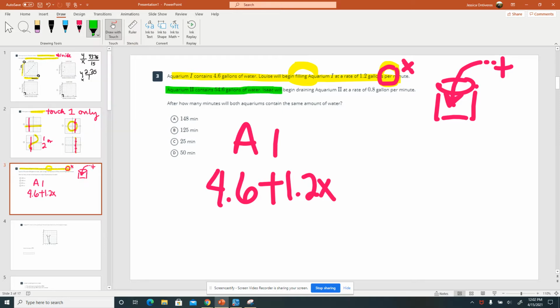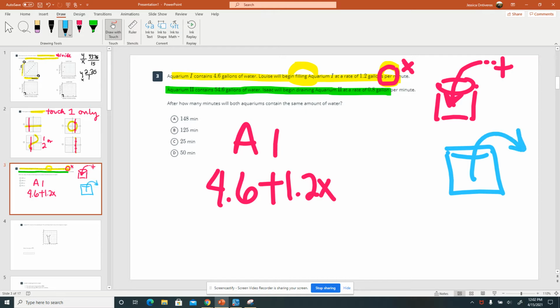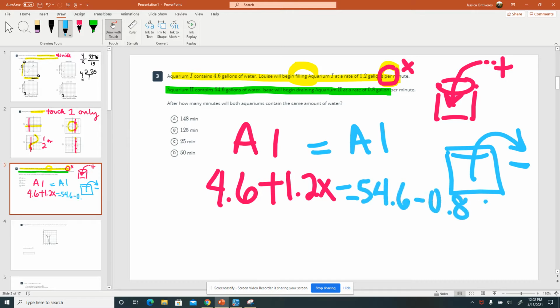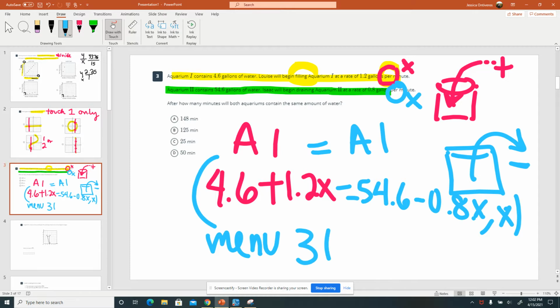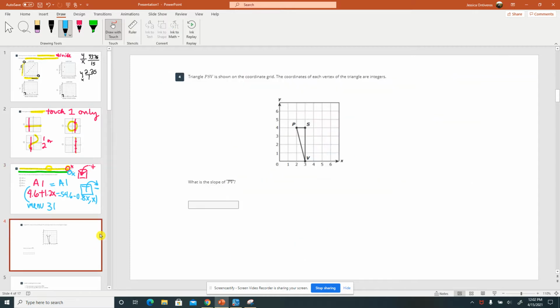And then you have aquarium 2 has 54.6 gallons of water. Isaac will begin to drain. Okay, so when you have the aquarium and you take water out, you're draining it out, that means to subtract. So I'm going to subtract 54.6 minus the 0.8x. And don't forget the word per, that's where your x will go. And then you just simply do menu 3.1, comma, x, don't forget.